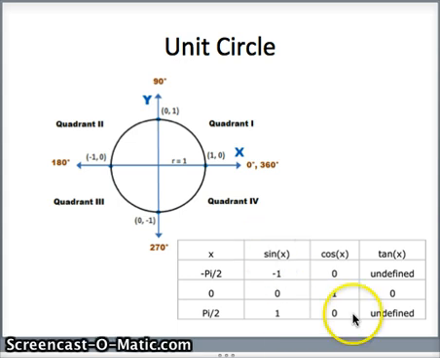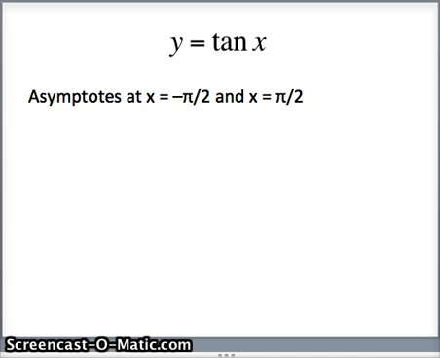But I've written sine first because tangent is sine divided by cosine. Negative 1 divided by 0 is undefined. 0 divided by 1 is 0. And 1 divided by 0 is undefined. So a tangent function is undefined at negative pi over 2 and pi over 2. The tangent function will have an asymptote at negative pi over 2 and pi over 2. So that's the first thing we want to identify: our primary period from asymptote to asymptote for the tangent function will range from negative pi over 2 to pi over 2.